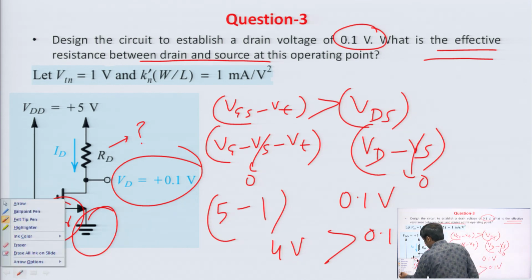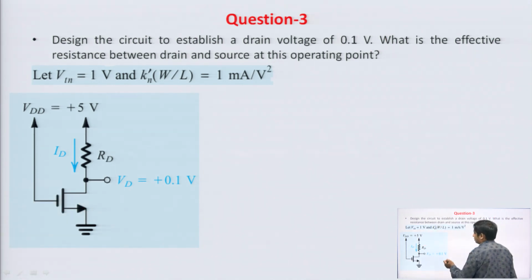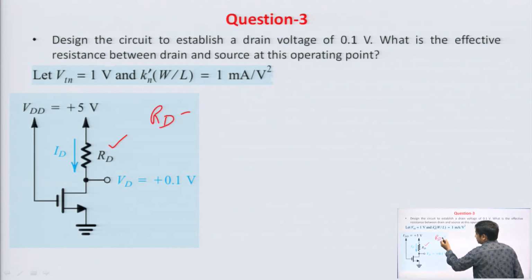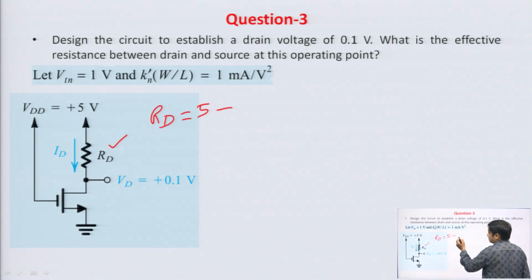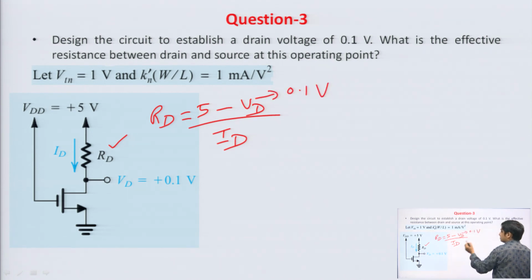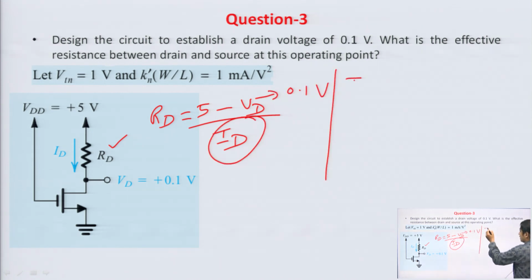Now, we know the region of operation. Now, we can easily find out the value of Rd here if we know the value of Id, because Rd will be the voltage difference across Rd, that is 5 volt minus Vd, upon Id, fine. Vd is given in the question, that is 0.1 volt, just find out Id.